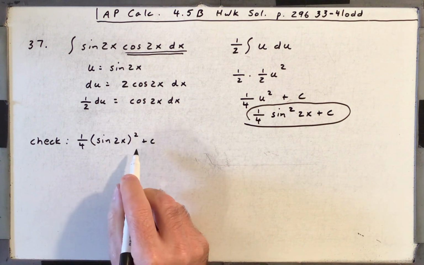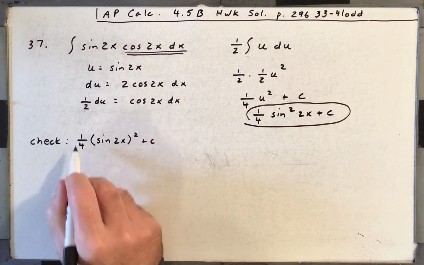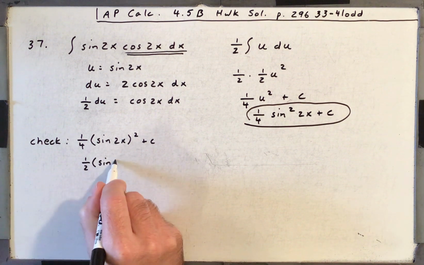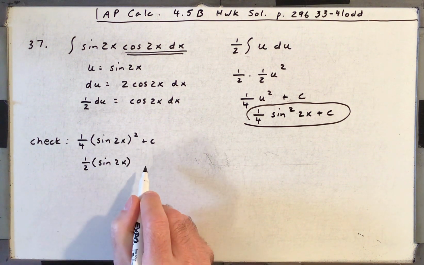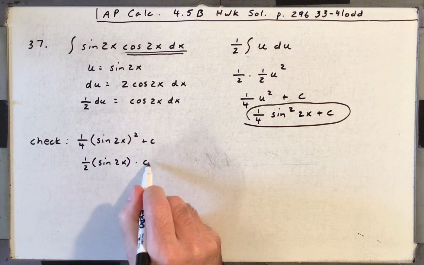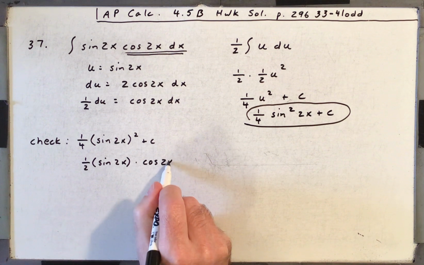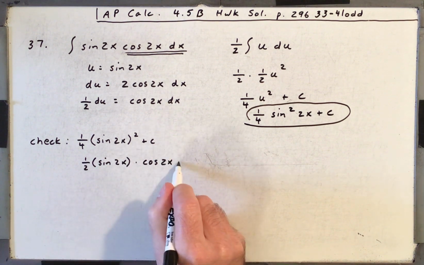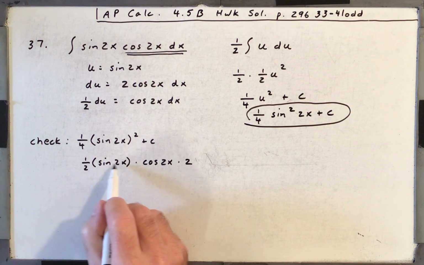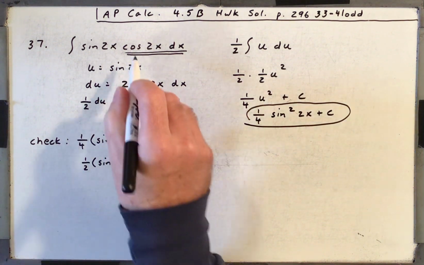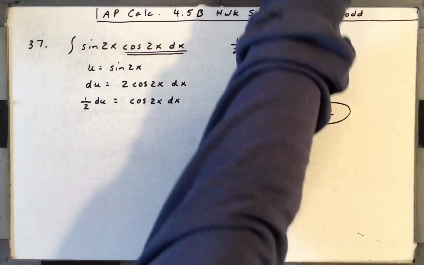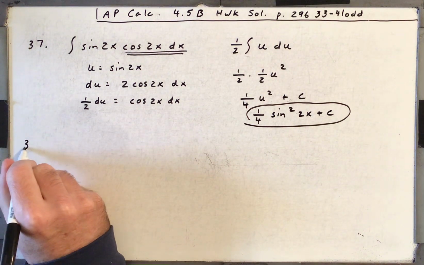The derivative of that would be 2 times the 1/4, which is 1/2, times sine 2x to the first power, times the derivative of sine 2x, cosine 2x, times the derivative of 2x, which is 2. So the 2 and the half cancel out, and you just get sine 2x cosine 2x, and you're back to the beginning. So it does work. Beautiful.